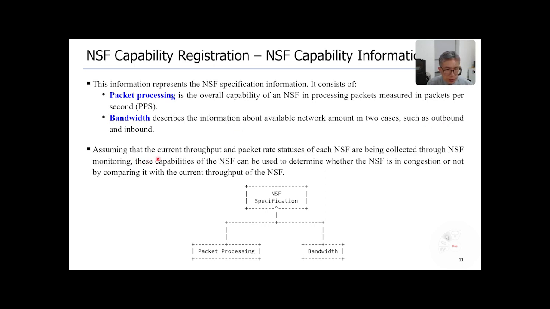Bandwidth describes the information about available network amount in two cases, such as outbound and inbound bandwidth. Assuming the current throughput and packet rate statuses of each NSF are being collected through the NSF monitoring interface, these capabilities of the NSF can be used to determine whether the NSF is in congestion or not by comparing with the current throughput of the NSF. So this is the NSF specification. This is hardware: packet processing and bandwidth.